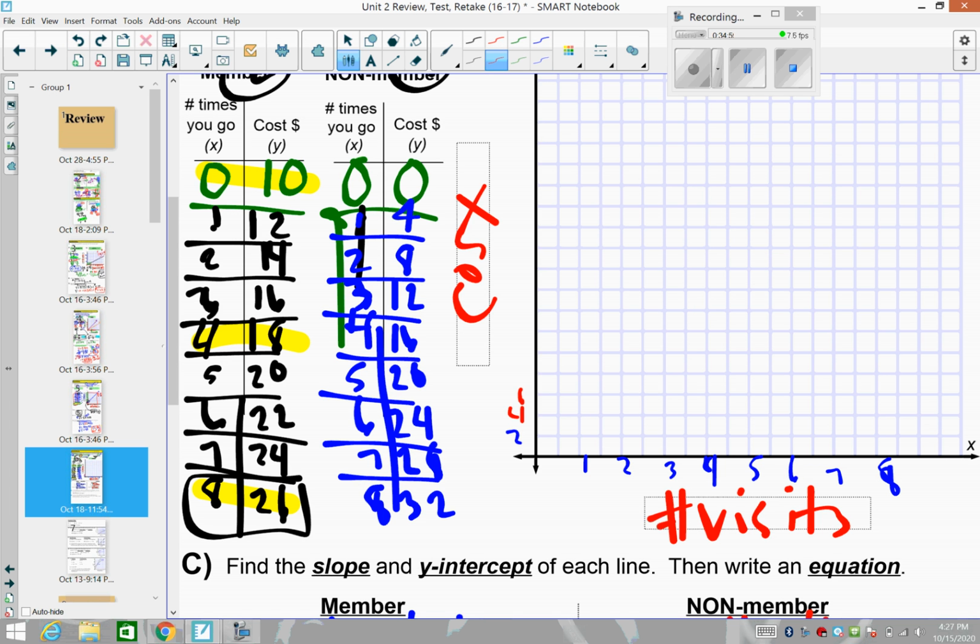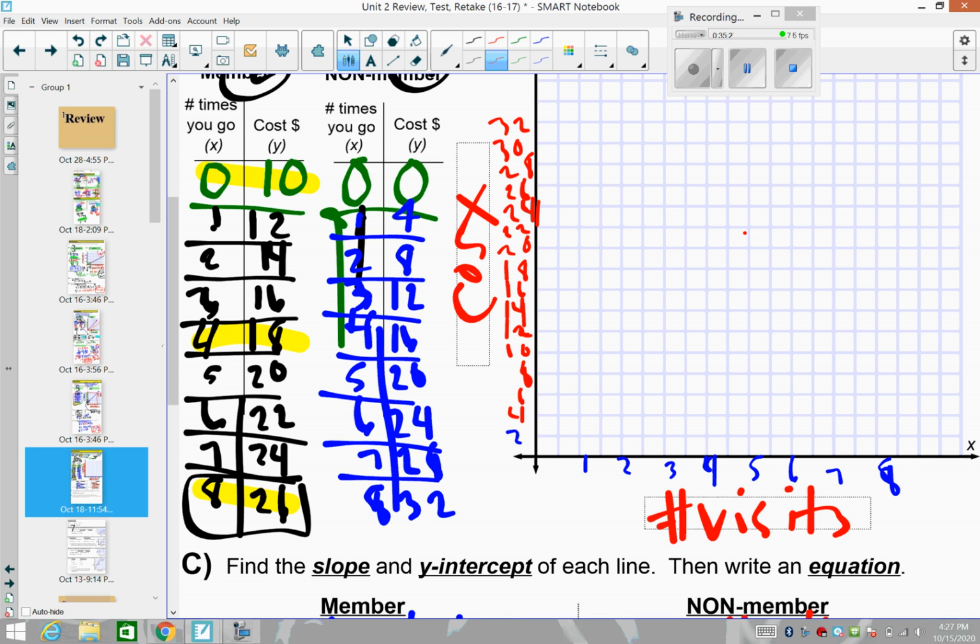4, 6, 8, 10, 12, 14, 16, 18, 20, 22, bear with me, 24, 26, pause the video if you need to, 28, 30, and 32. Now I recognize those numbers are not necessarily super easy to read. I need you to just roll with me on that.